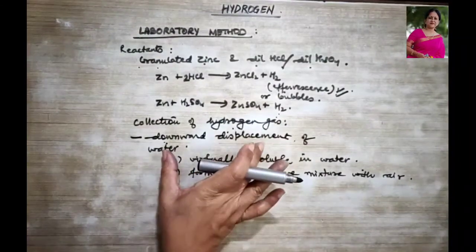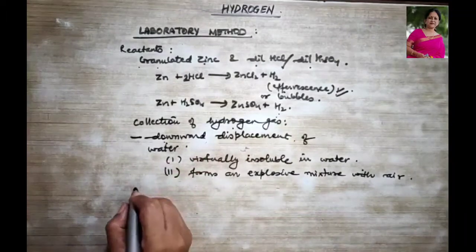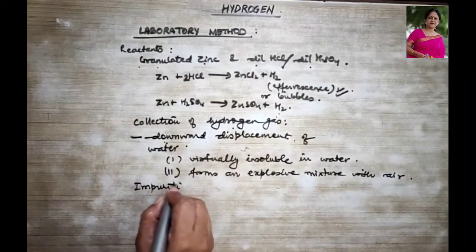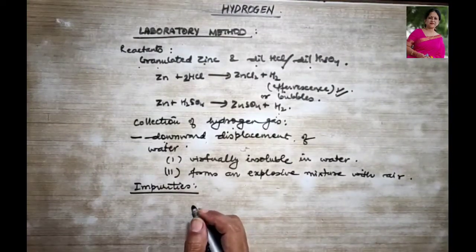Now, while collecting hydrogen gas by the downward displacement of water, we also obtain certain impurities. What are those impurities that we collect?